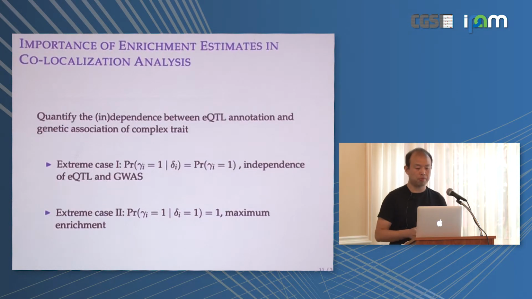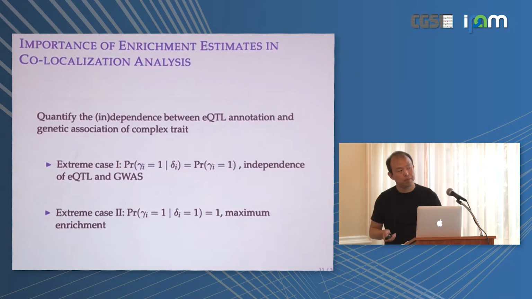The next few slides are just trying to convince you of the importance of this second quantity to the overall approach. This enrichment parameter is essentially trying to quantify the dependence or independence between the eQTL annotation and the genetic association of complex traits.